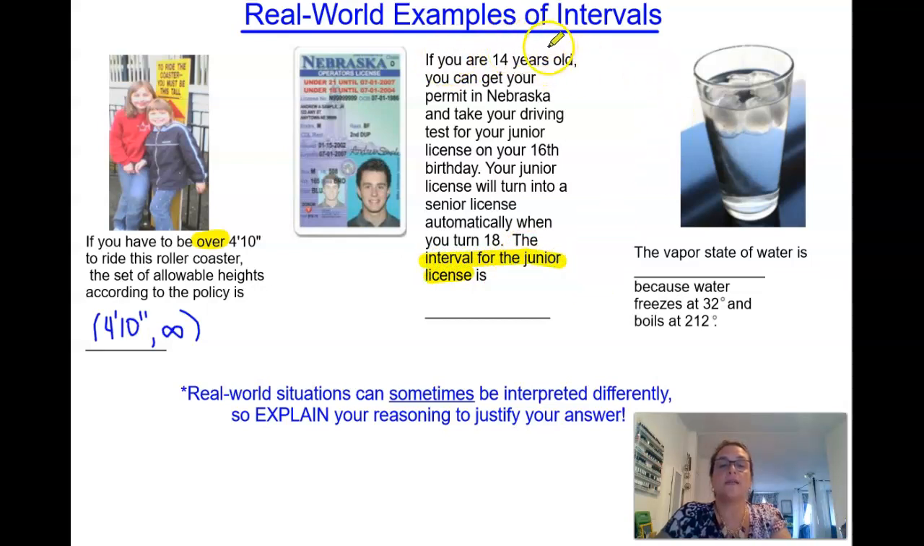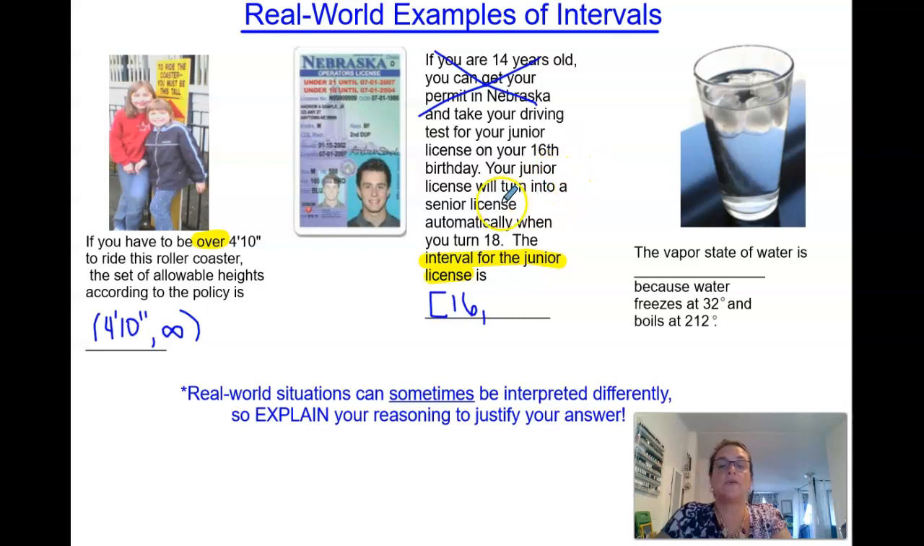So if you are 14 years old, you can get your permit. That really isn't relevant in this particular scenario, because when you get your permit doesn't tell us anything about when you have your junior license. So we don't care about that. Then it says you can take your driving test for the junior license on your 16th birthday. So assuming you had a permit, which is safe to assume because it's written here, your 16th birthday would be the lower bound for your junior license. So we would include the 16, so we'd have a bracket there on the 16 because it's inclusive, and then let's look for the upper bound.